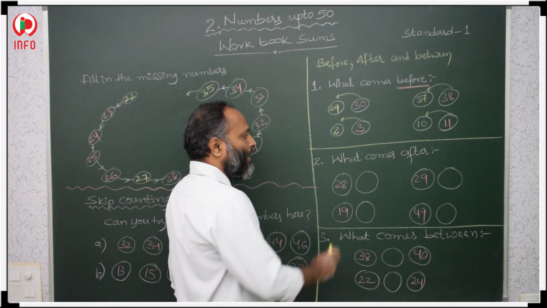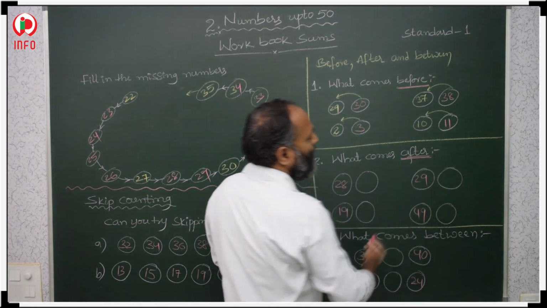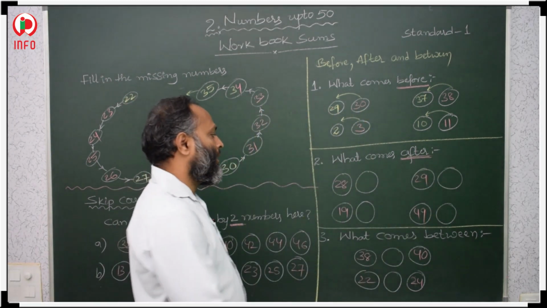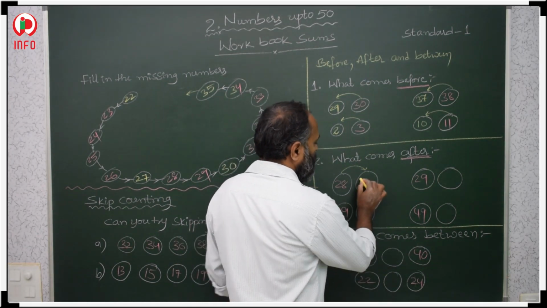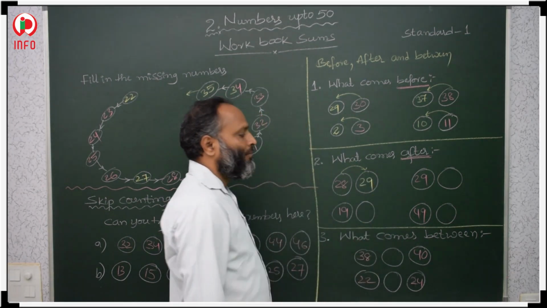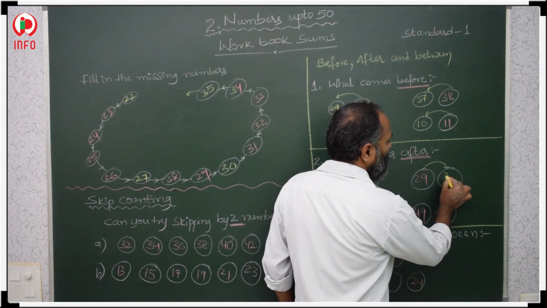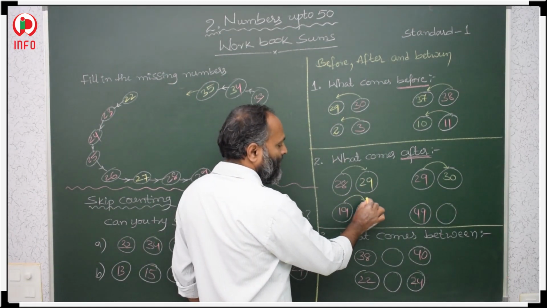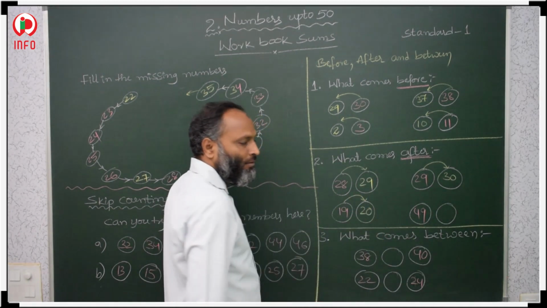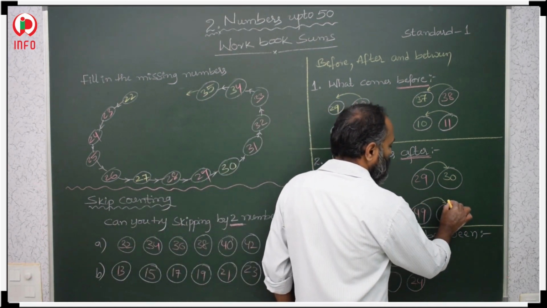Then after, here what comes after? Here he is asking for the after number. After 28 is 29. After 29 is 30. Then after 19 is 20. After 49 is 50.